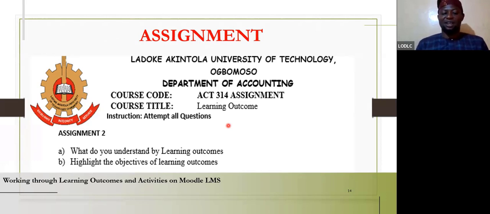We have just two assignments here. What do you understand by learning outcomes? Then the second one is, highlight the objectives of learning outcomes. So now these are the assignments, and you are expected to upload them to your learning management system. The first thing that you do is you create a Word document.